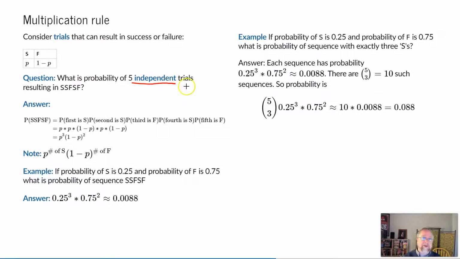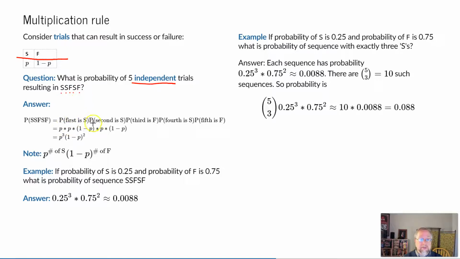And let's suppose the probability of success is p, where I'm not specifying that number, but it's a probability, so it must be between 0 and 1. So I could ask, what is the probability of getting SSFSF if they are independent trials? Because they're independent, I can just focus on each trial alone and multiply the things together. So the probability of SSFSF is the probability of the first is S times the probability of the second is S times the probability of the third is F times the probability of the fourth is S times the probability of the fifth is F.